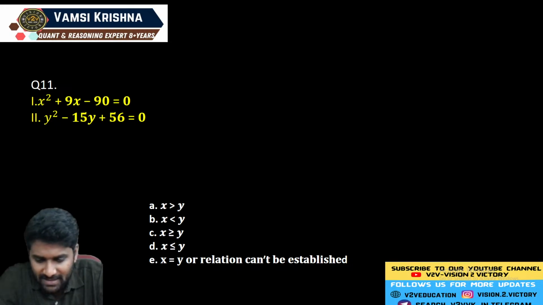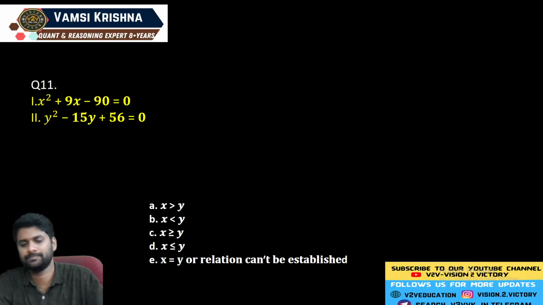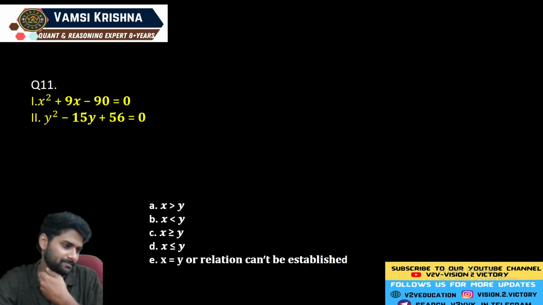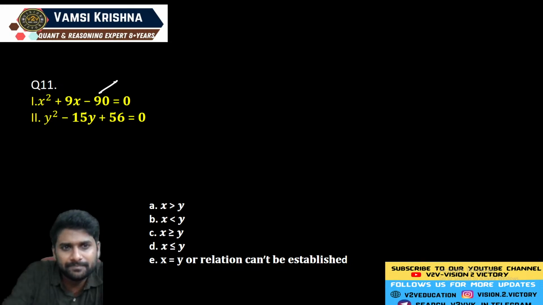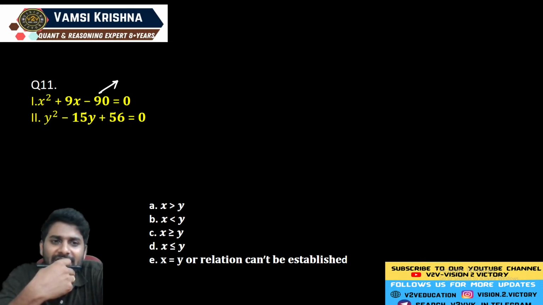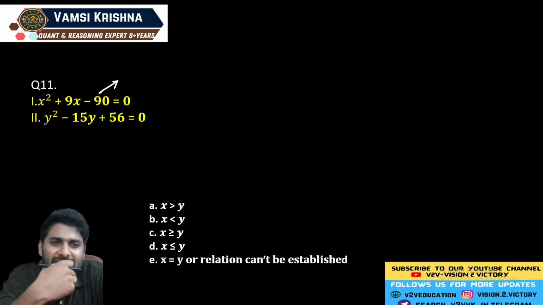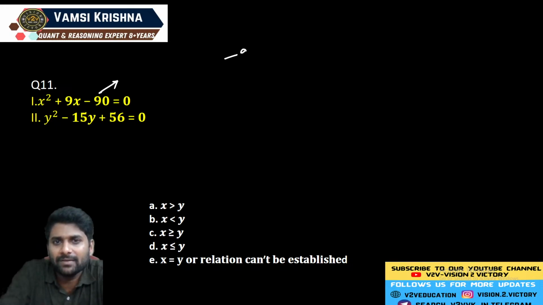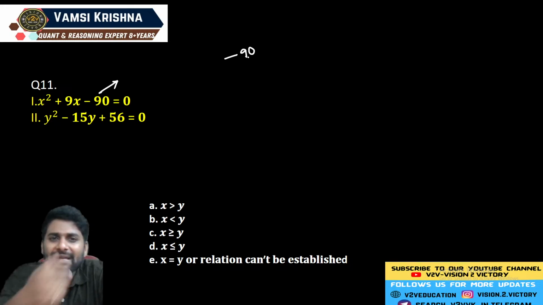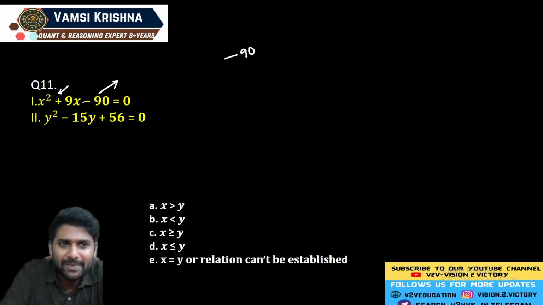Next, find the relation here. See what are the initial factors and final factors. Here a value is 1 and in both the equations a value is equal to 1, and b value is equal to 9, c value is equal to 90. We need the product must be 90 and the addition must be like we need plus 9 in the factors.